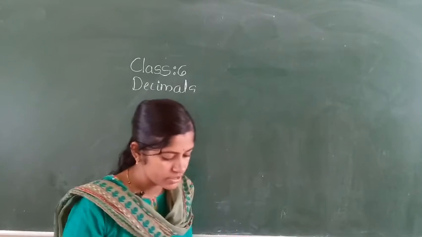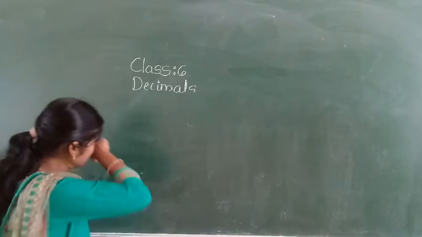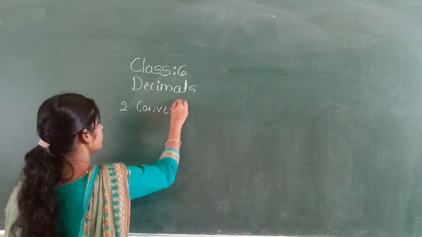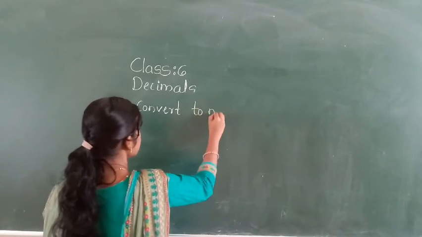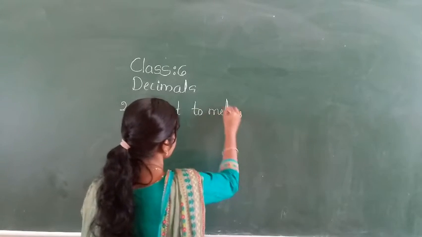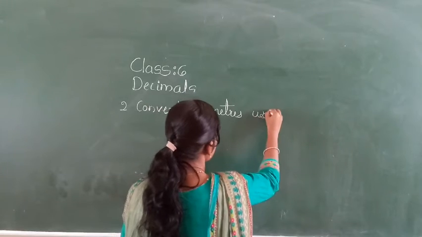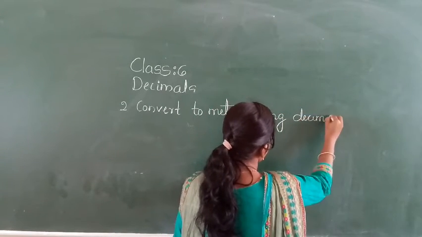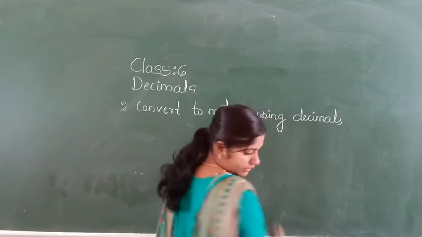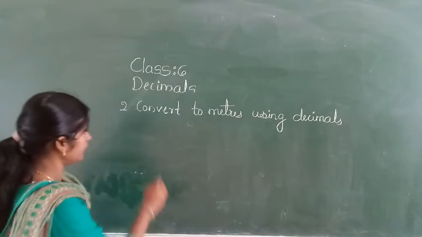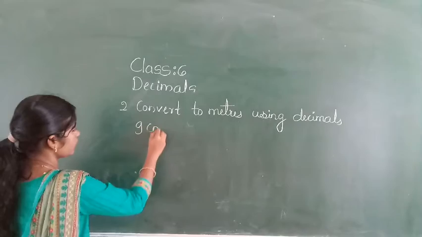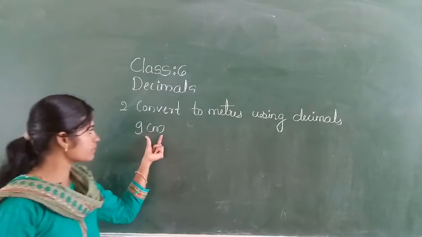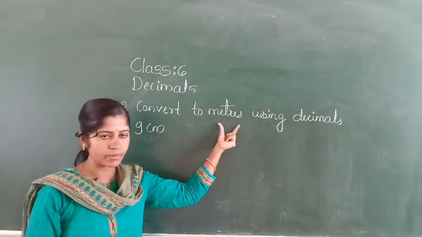So the next question is convert to meters using decimals. Yes, take here 9 centimeter. 9 centimeter is the question. See here, centimeter is a smaller unit and meter is a bigger unit.